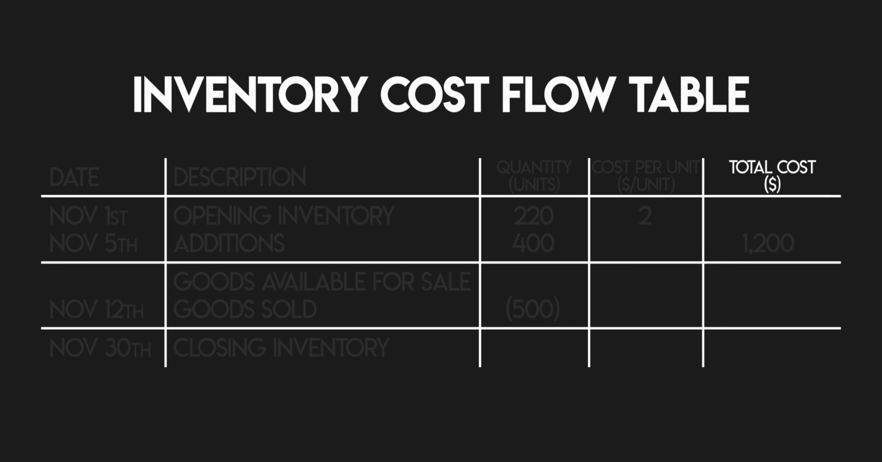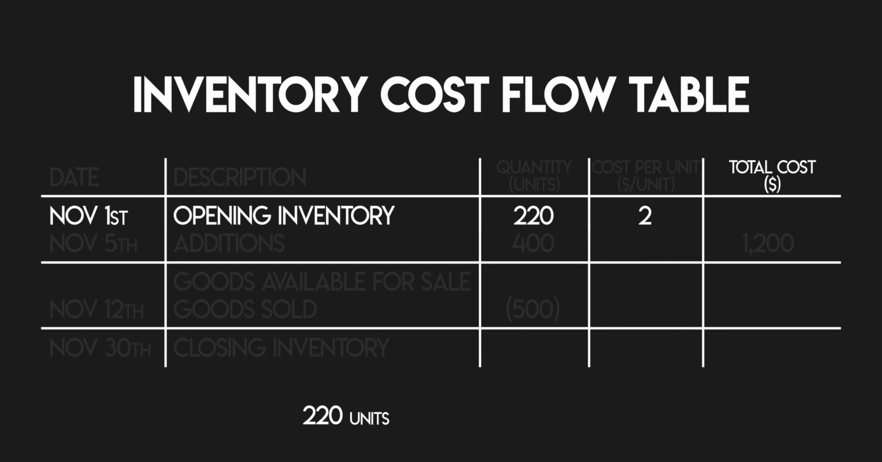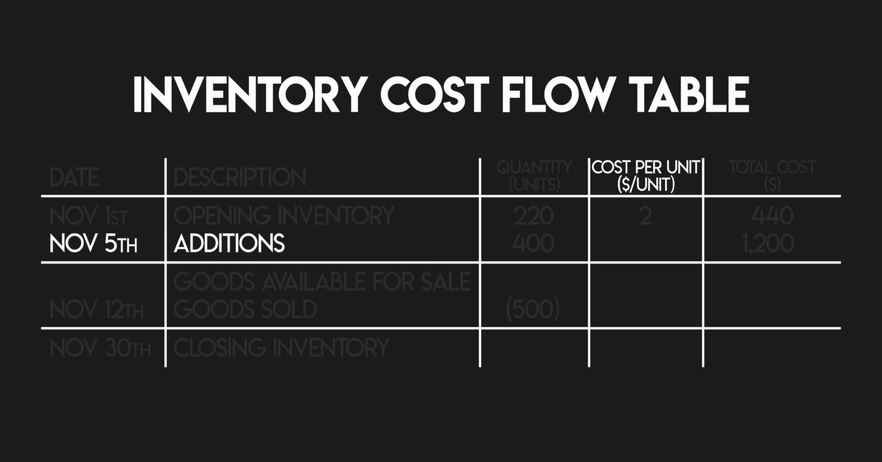Right, step 3. We need to fill in the blanks. We'll begin by calculating the total cost of your opening inventory. You kicked off the month with 220 units, which cost you $2 per unit. 220 multiplied by $2 is $440. Next, we'll work out the cost per unit of your additions. You bought 400 units, which cost you $1,200 in total. $1,200 divided by 400 units is $3 per unit.